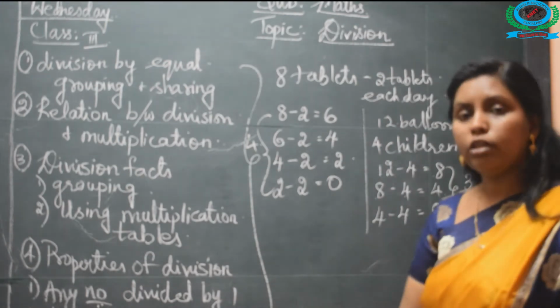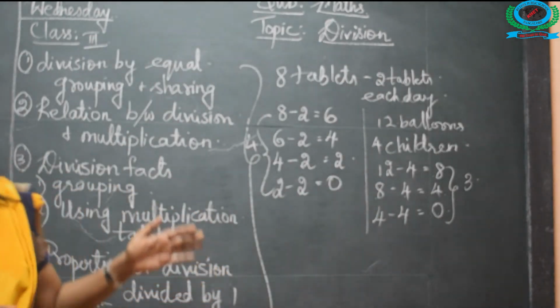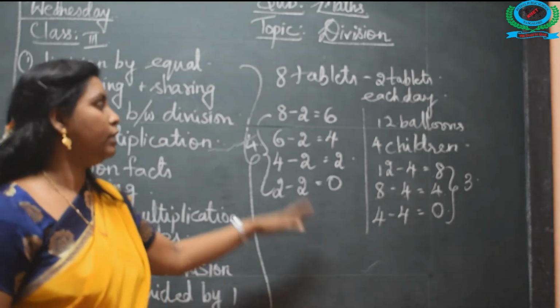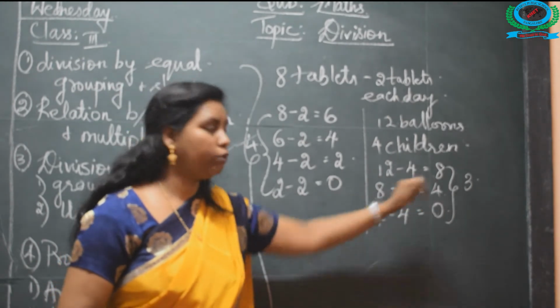So the 4 children are getting 3 balloons each. Okay children? How do you divide that? Just subtract: 12 minus 4 gives you 8.